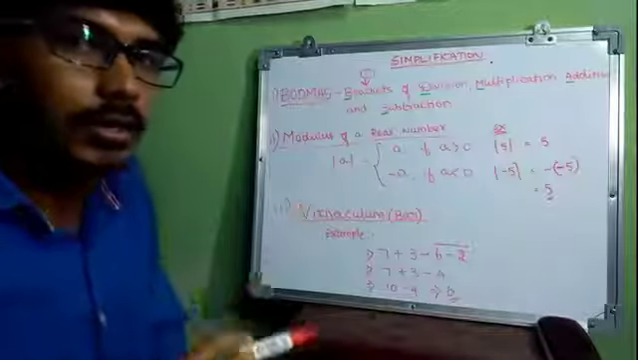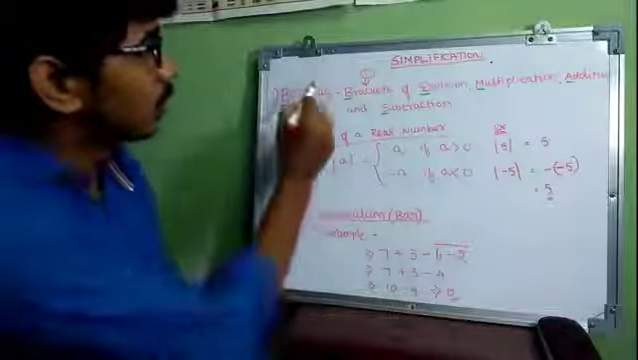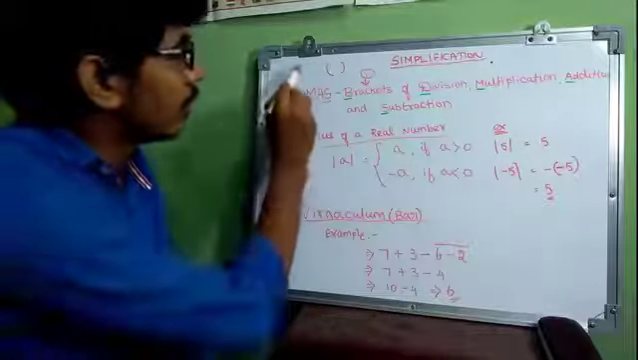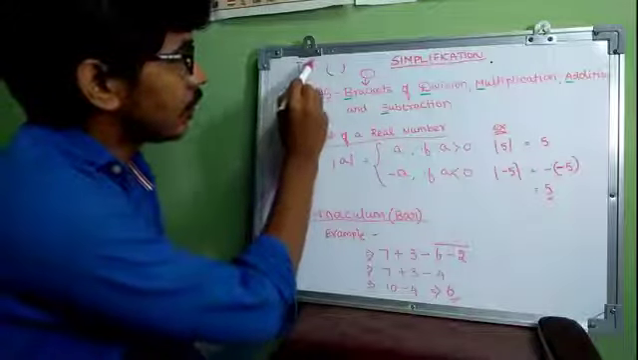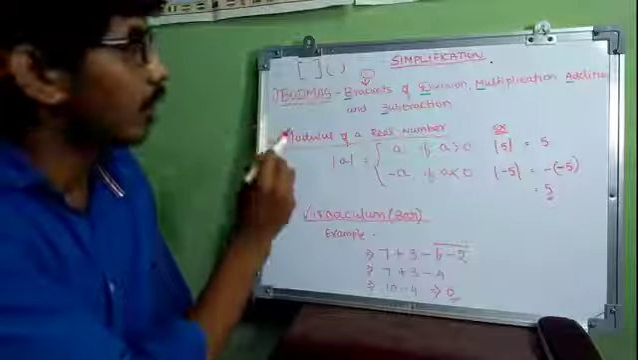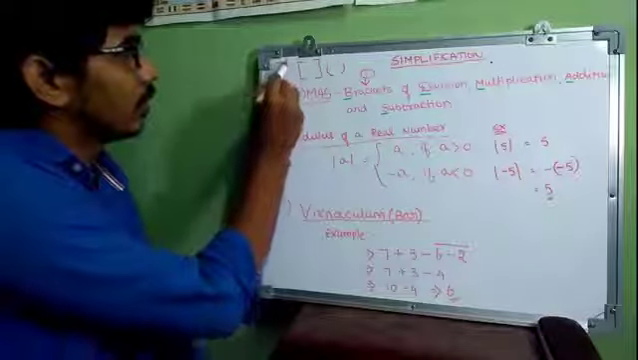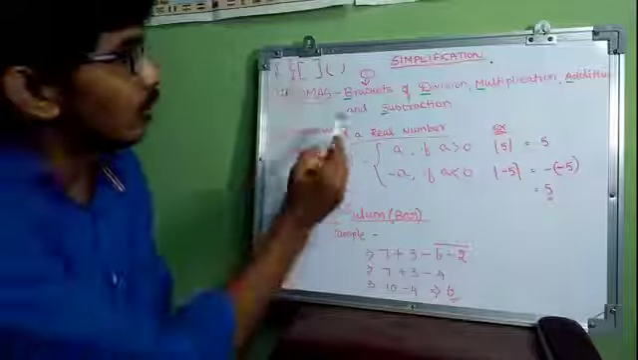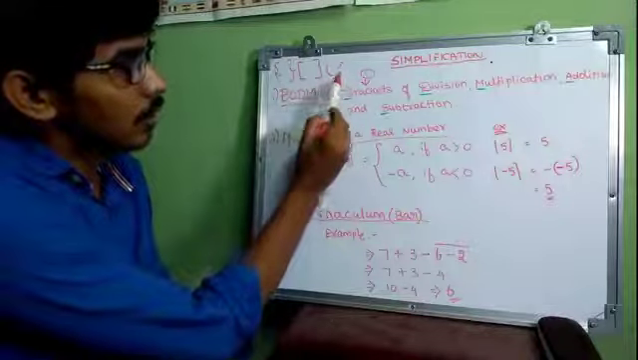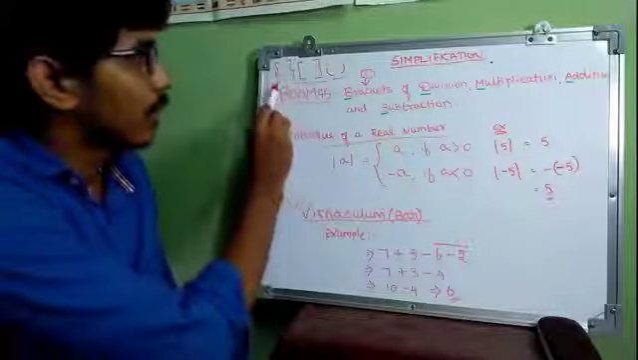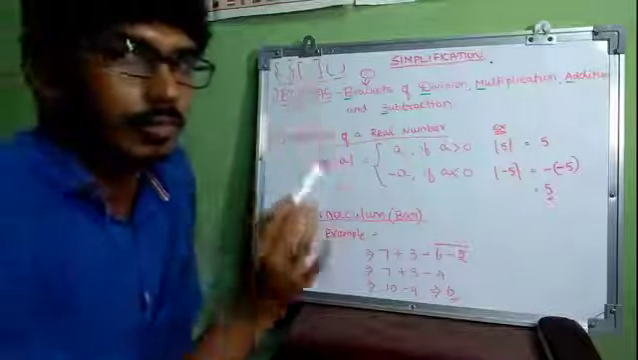Okay, there are three types of brackets. First one is the closed bracket, it will be like this, and then the square bracket. This is the square bracket, and the third one is the curly bracket, like this. You should give first preference to the closed bracket, and then the square bracket, and the third one is the curly bracket. Is it clear? There are three types of bracket.